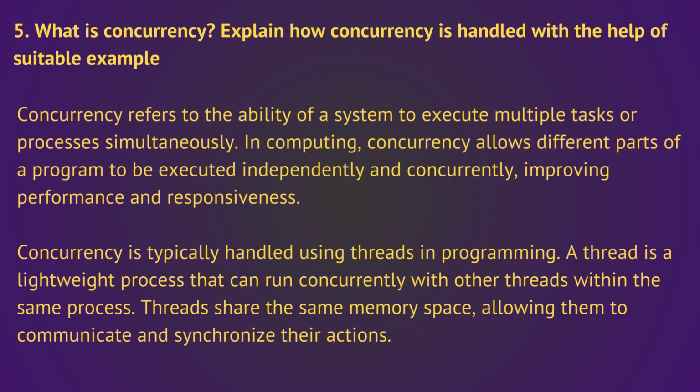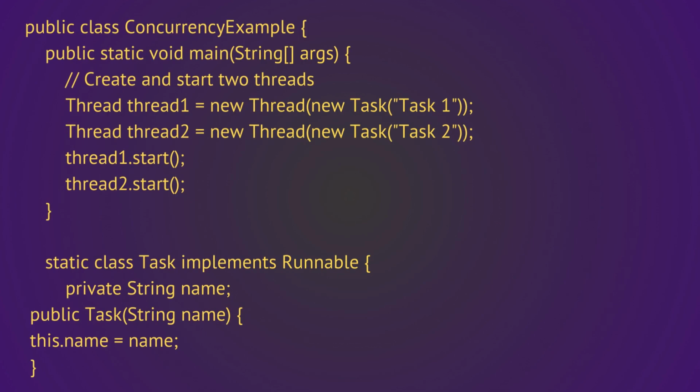Concurrency is typically handled using threads in programming. A thread is a lightweight process that can run concurrently with other threads within the same process. Threads share the same memory space, allowing them to communicate and synchronize their actions. The code is as follows.